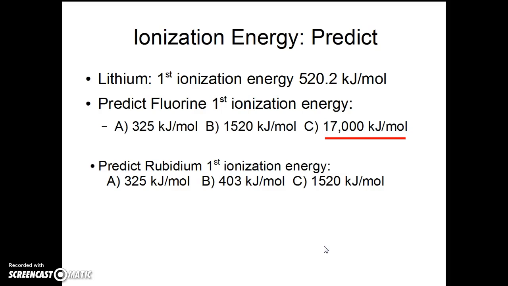What about the first ionization energy for rubidium? Is it 325 kilojoules per mole, 403, or 1520? Again, comparing it to lithium at 520. Well, as you might expect, it's closest to 403 kilojoules per mole. It can't be greater because the distance between the nucleus and the outer shell of rubidium is quite a bit larger than the distance between the lithium nucleus and that outer shell electron.